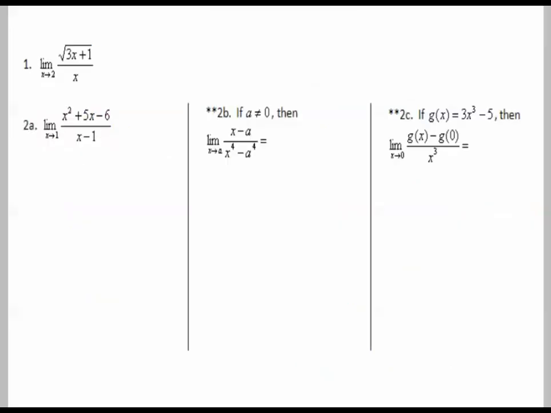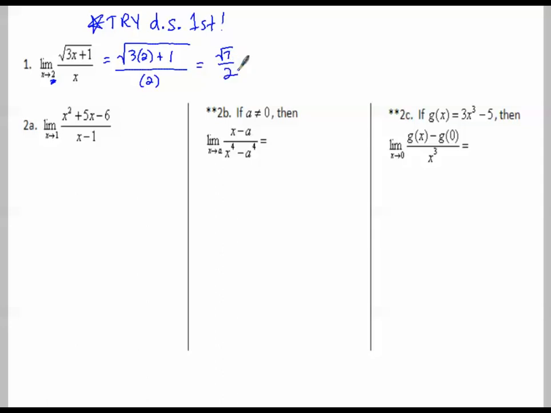First one. Remember what we always try first. Always try direct substitution first. I'm going to try it. X approaches 2, so I say, let me try to plug in 2. Notice how I'm not writing limit because now there's no x, there's a 2 over 2, and that is square root of 7 on top, 2 on the bottom. That's determinate. I have a value, so that limit can be determined. Done. I don't have to do anything else. See how easy that is when you try direct substitution?